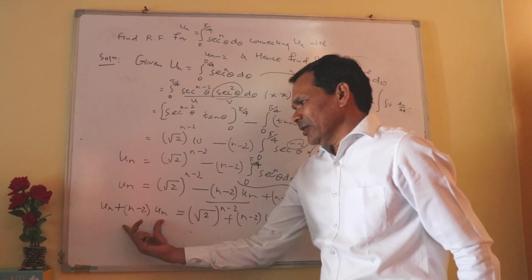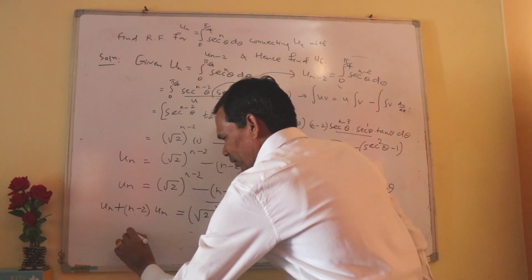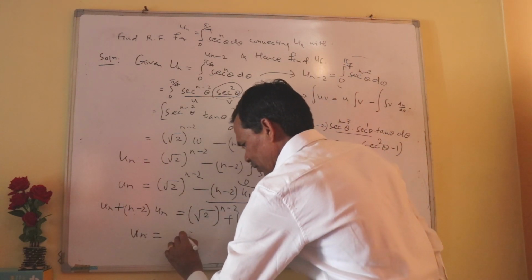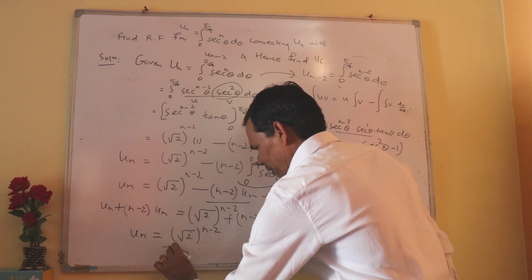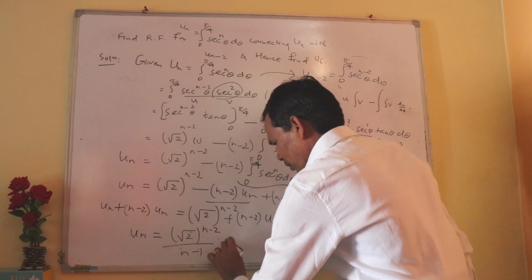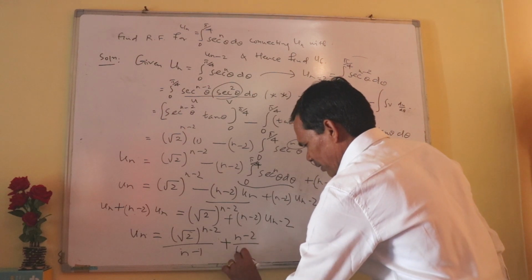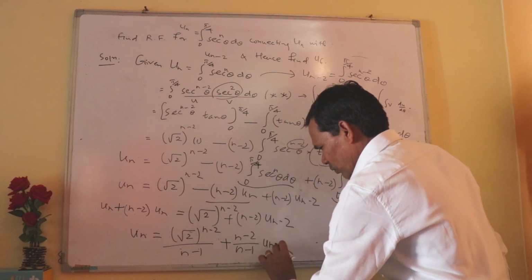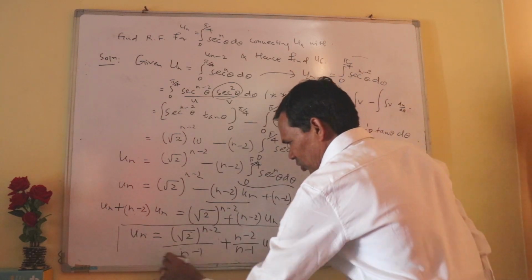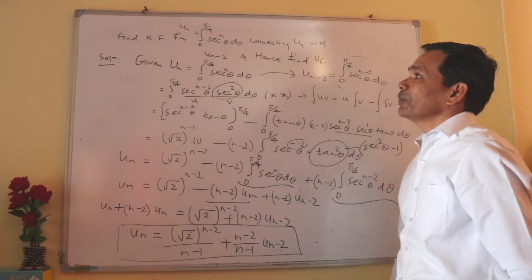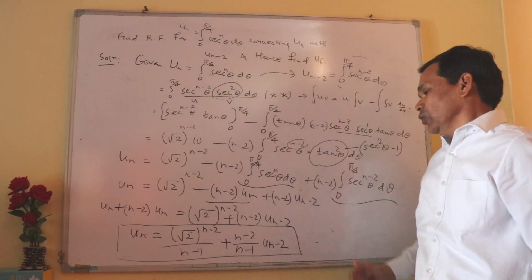Now if you simplify this, this is n minus 1. So Un is equal to, take this n minus 1 on this side, n minus 2 divided by n minus 1 plus n minus 2 divided by n minus 1 Un minus 2. So this is your required reduction formula connecting Un with Un minus 2.